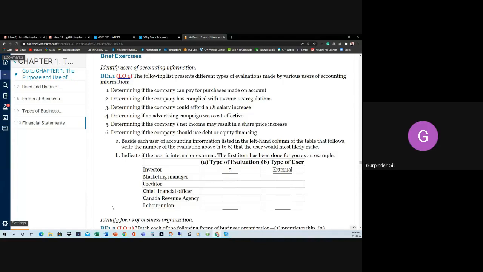External. Will be external. Perfect. So a labor union is never on the payroll of the company. Okay, so that is an external user.